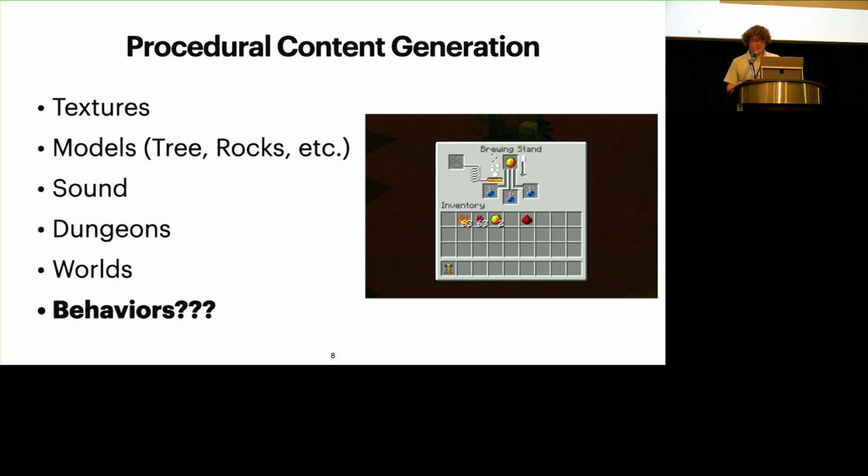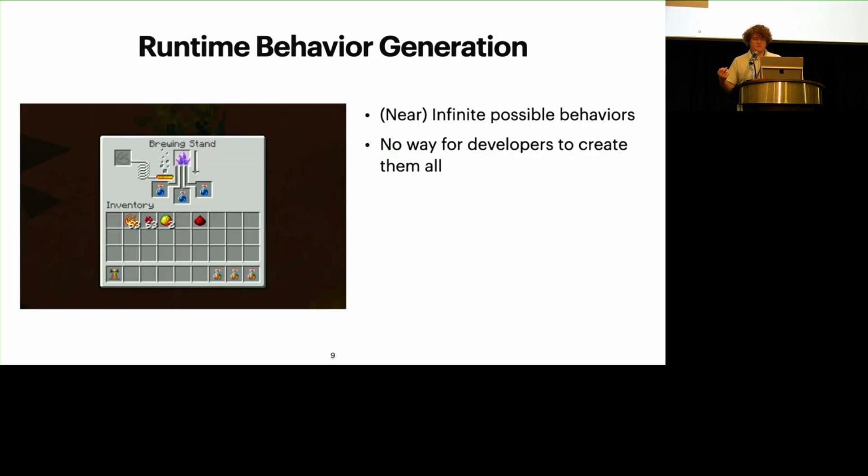So what's actually preventing us from having an infinite number of potions? Like if I could drag any object or combinations of objects into this brewing stand. Well, the tricky part is that if you want an infinite number of potions, you now need, depending on how you implemented it, either an infinite or a near infinite number of behaviors for each of those potions. And there's just no way for a developer to manually create all of them.